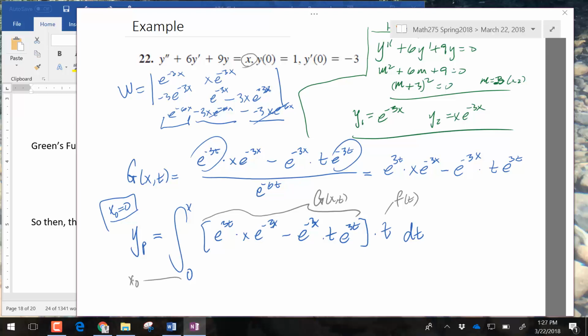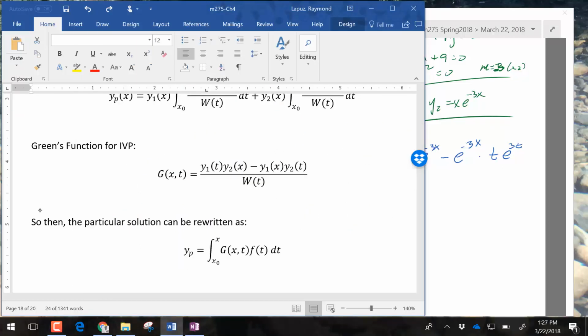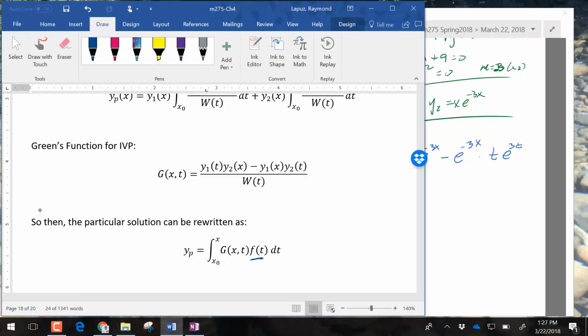You can split it up into separate integrals and then take out the x's. Oh, because f of x, and according to Green's function, this is what we want to integrate.